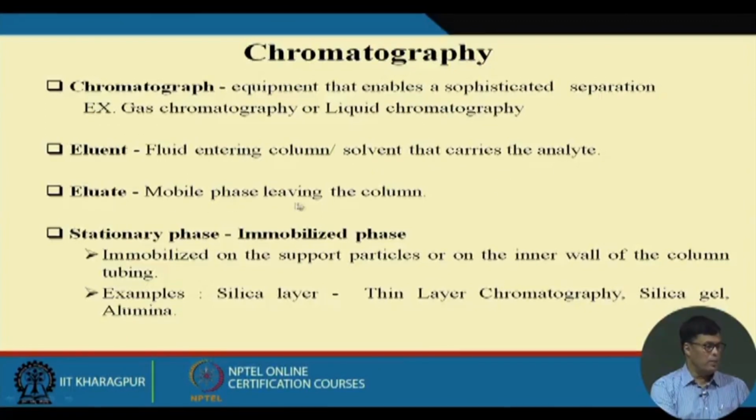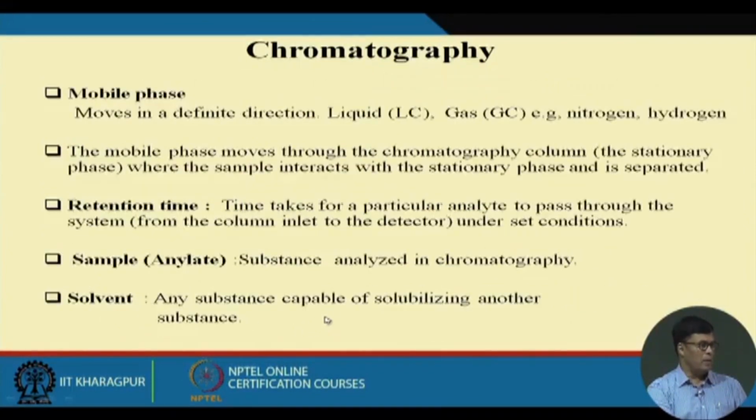and eluate is the mobile phase leaving the column, that which is leaving the column is the eluate. The stationary phase is the immobilized phase, immobilized on the support particles or on the inner wall of the column tubing. For example, we have silica layer in thin layer chromatography, then we have silica gel, alumina, like this. We have different types of packing material that we use in the column.